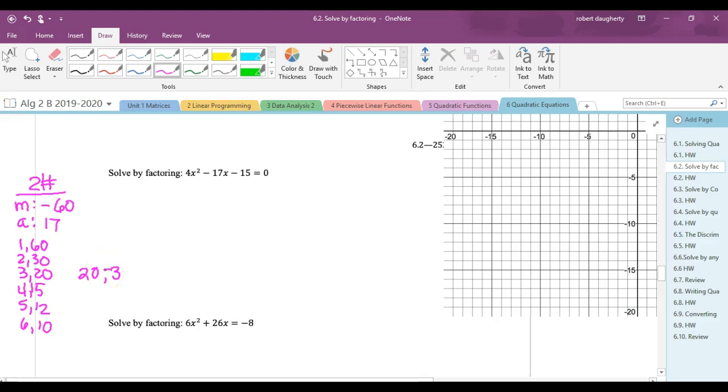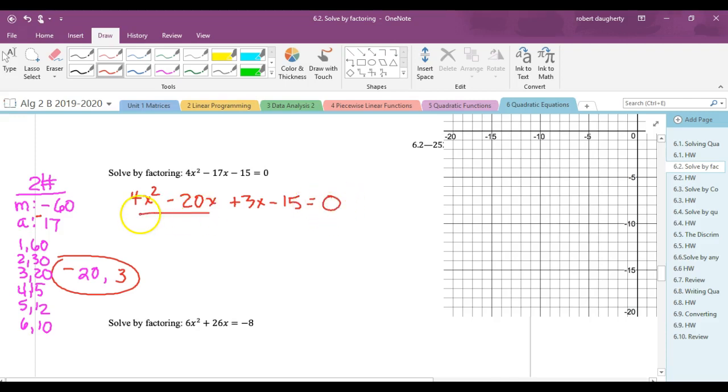Oh, you're right. I copied that down wrong. It's a negative 17. So that means that the 20 has to be negative. Like that, okay? Thanks for catching that. So now I use these numbers to rewrite this problem as 4x squared minus 20x plus 3x minus 15 equals 0. Then I can factor this thing by grouping.